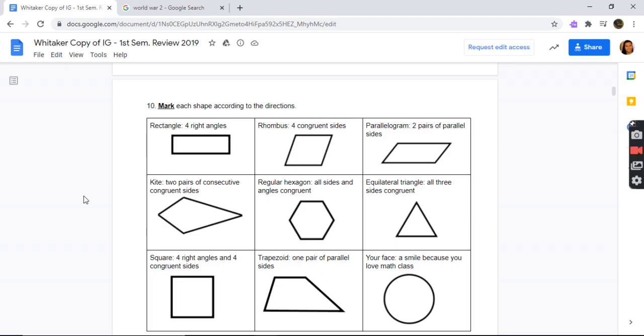Mark each shape according to the directions. Rectangle, four right angles. Rhombus, four congruent sides. Parallelogram, two pairs of parallel sides. Kite, two pairs of consecutive congruent sides. Regular hexagon, all sides and angles congruent. Equilateral triangle, all three sides congruent. Square, four right angles and four congruent sides. Trapezoid, one pair of parallel sides. Your face, a smile because you love math class.